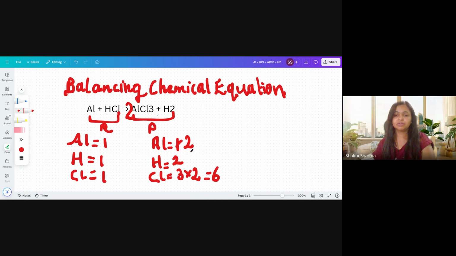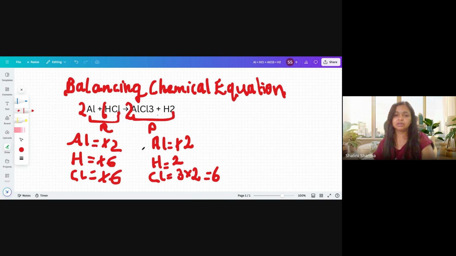Now we have to make sure that we balance the aluminum on the reactant side as well. So we place a 2 here, and our aluminum has become 2 now. We have 6 chlorine, so to balance, we are going to place a 6 here. It's going to change the number of atoms for hydrogen as well. So 1 times 6 is 6 hydrogen, and 1 times 6 is 6 chlorine.